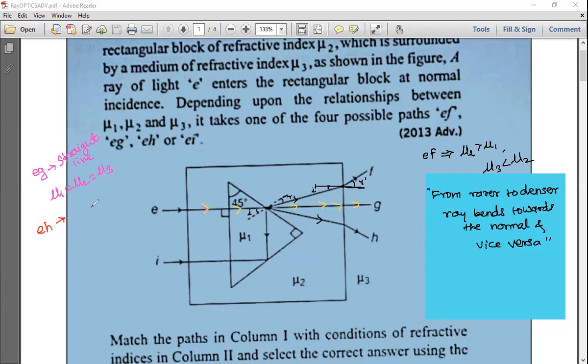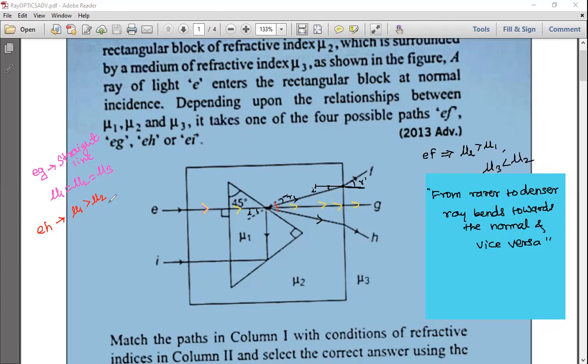So definitely for the EH path, you see, mu1 is behaving like a denser medium and mu2 is behaving like a rarer medium. Why? Because this normal is there now. You see the ray is bending away from the normal here. That's why mu1 is greater than mu2. Okay, this is definitely right.